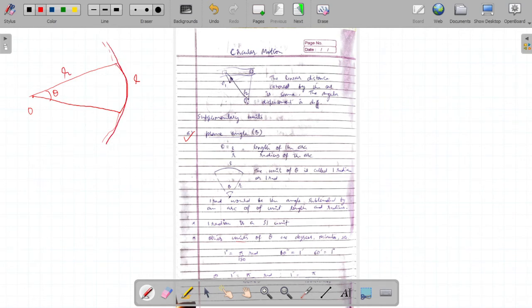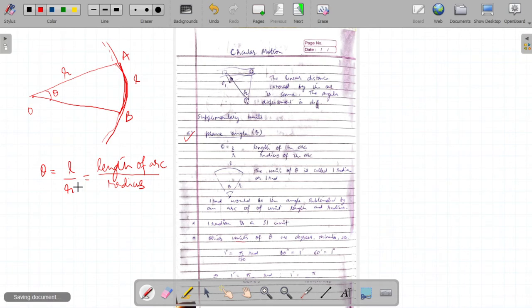And that is what we say, that the angle subtended by this arc AB at the center of the circle, let's say that angle is some theta, is defined as the length of the arc, that is L, divided by the radius of the circle, that is R. So L was the length of the arc divided by the radius of the circle of which the arc is part, or we can simply say the radius of the arc.